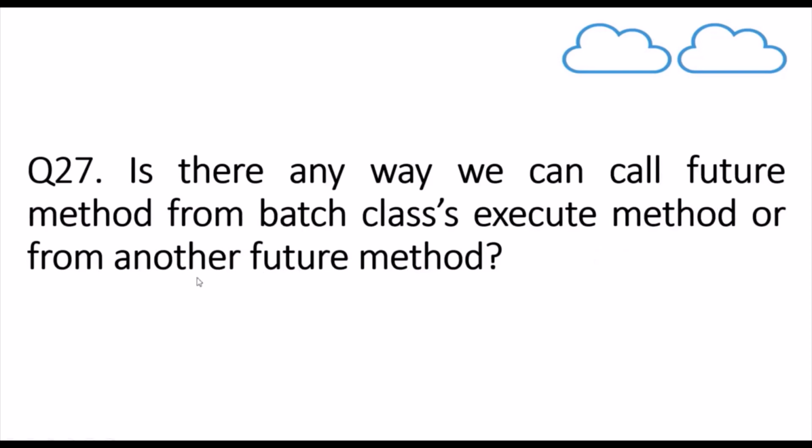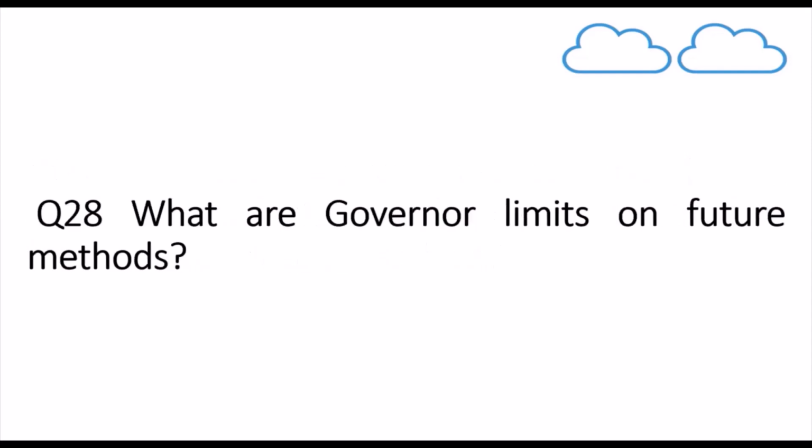Is there any way we can call a future method from a batch class execute method or from another future method? In general, it is not allowed. But if you have to use a trick, you can call a web service from a future method, and from the web service you can have another future invocation. But it is not suggested to do this.